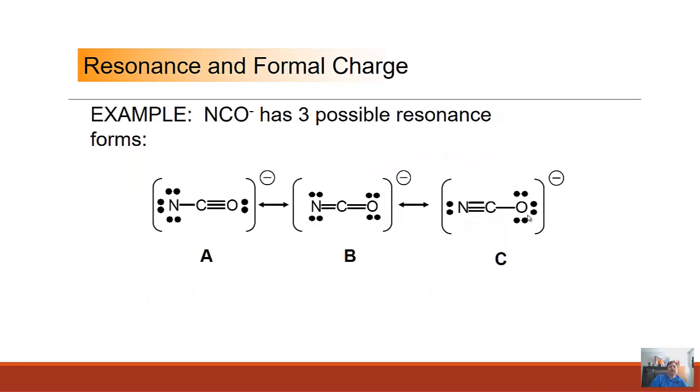Okay, let's look at this one. Okay, there are 3 possible forms. What we want to do is figure out which one is most likely. Why don't you pause this and see if you can do this one on your own and make a prediction. Is it going to be form A, B, or C? Okay, and pause me again. Come back.